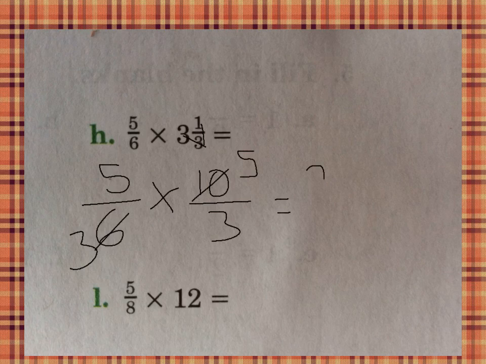5 times 5 is 25. 3 times 3 is 9. That's improper. Let's make it proper. 9 goes into 25 2 times with 7 left over. And we'll bring our 9 over. 2 and 7/9.